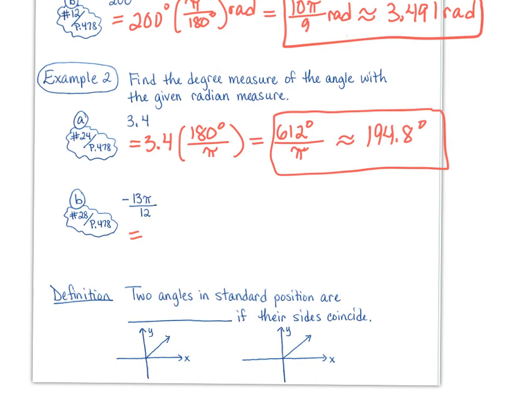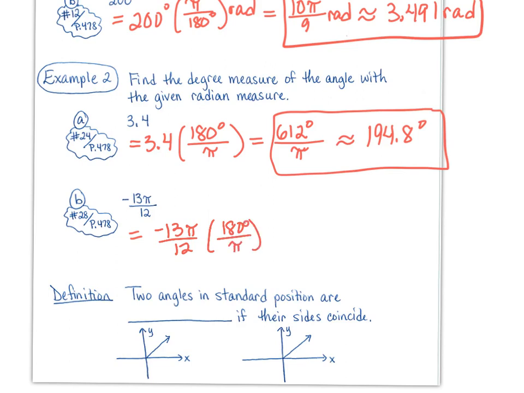Online, what do we do here? This is open for everyone to answer. What do we do? You start by multiplying by 180 degrees over pi. Good. You have negative 13 pi over 12, and you said multiply it by 180 over pi.